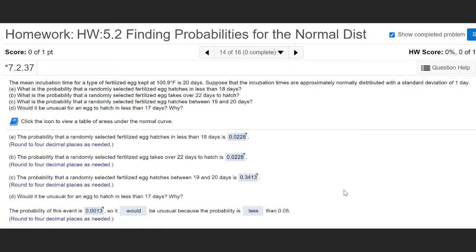The C part says the probability a randomly selected egg hatches between 19 and 20. So that's X is between 19 and 20. So that's a between problem. You're going to have to do 2 z-scores on that one. And then the D part says, would it be unusual for it to hatch in less than 17 days?